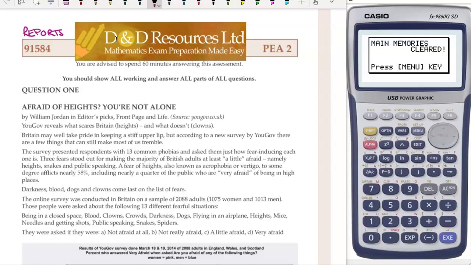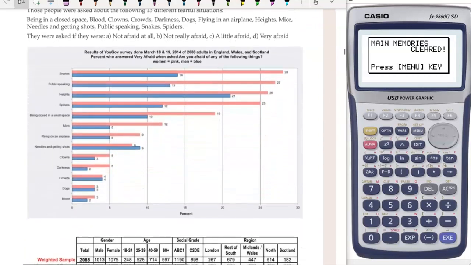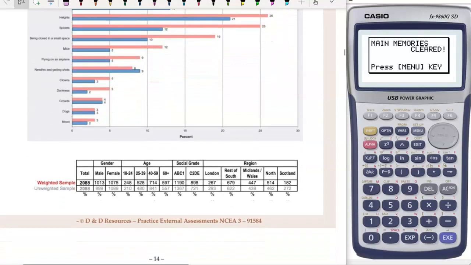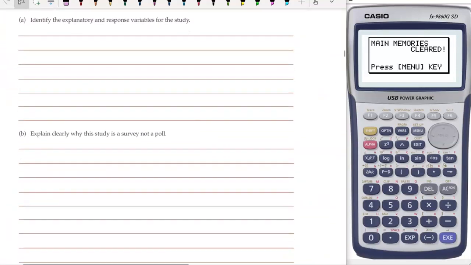It's very useful practice for the externals, and best if you have a go at these yourself before watching these video walkthroughs. Okay, so this one is for the Statistically Based Reports external, which is number 91584, and we're doing practice external assessment number 2 from the booklet. So I'm going to assume that you do this reading and looking at the graphs and displays in your own time, and then you can come here for the answers.